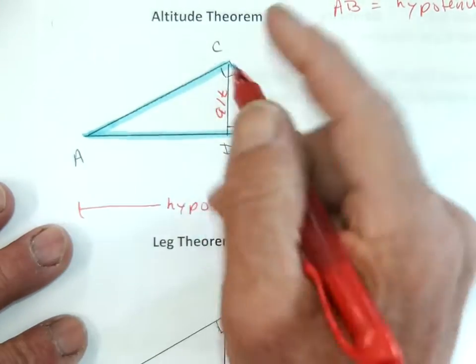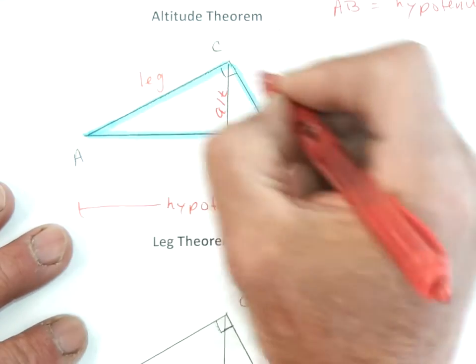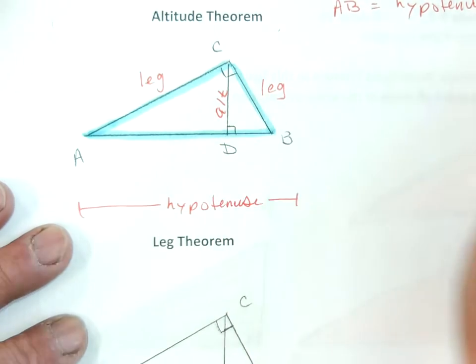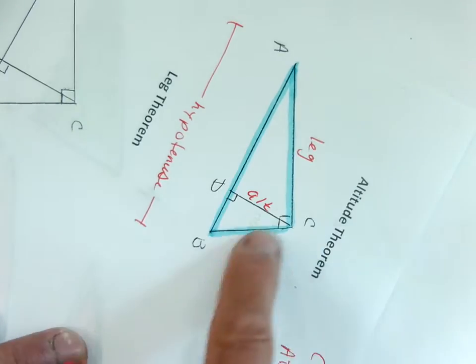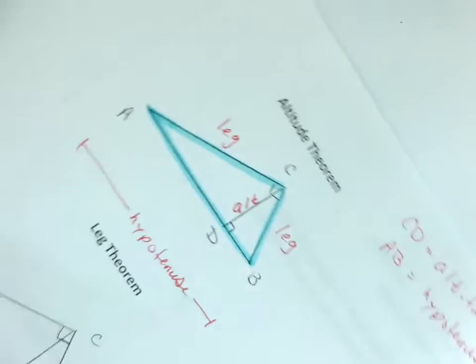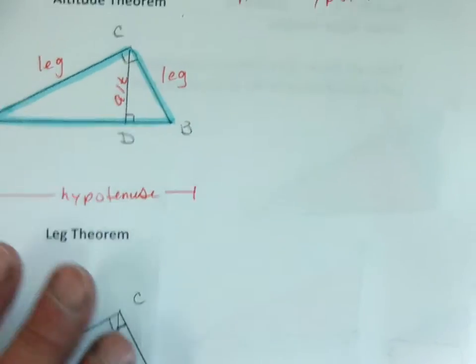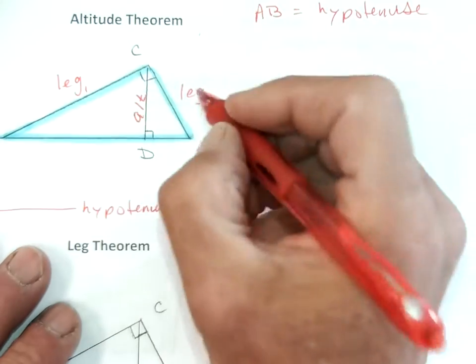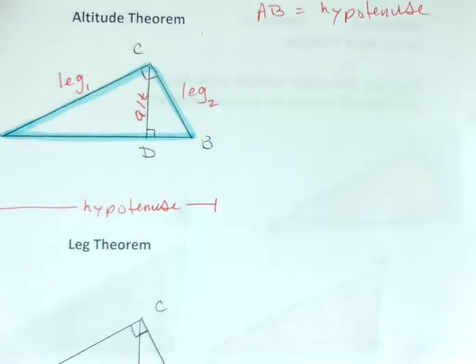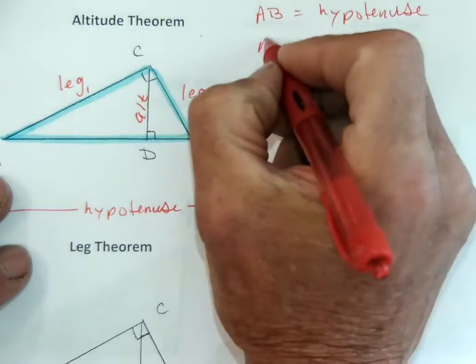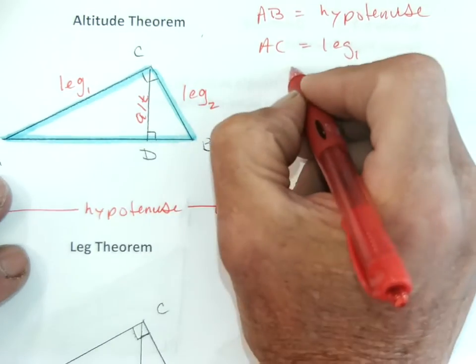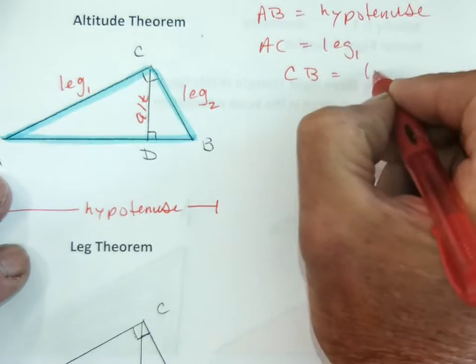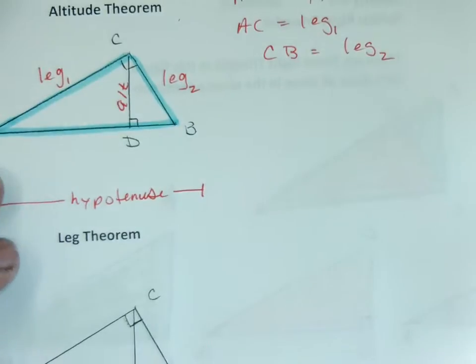I got a leg here, and I got a leg here. Okay, again, I'll turn it upside down. The legs of a right triangle are the parts that make up the 90, okay? All right, so those are my legs. But they're two different legs. So just to make it easier, I'll call this the first leg and the second leg. You okay with that? Leg one, leg two? Okay. So I know that AC is leg one, and CB is leg two, all right?